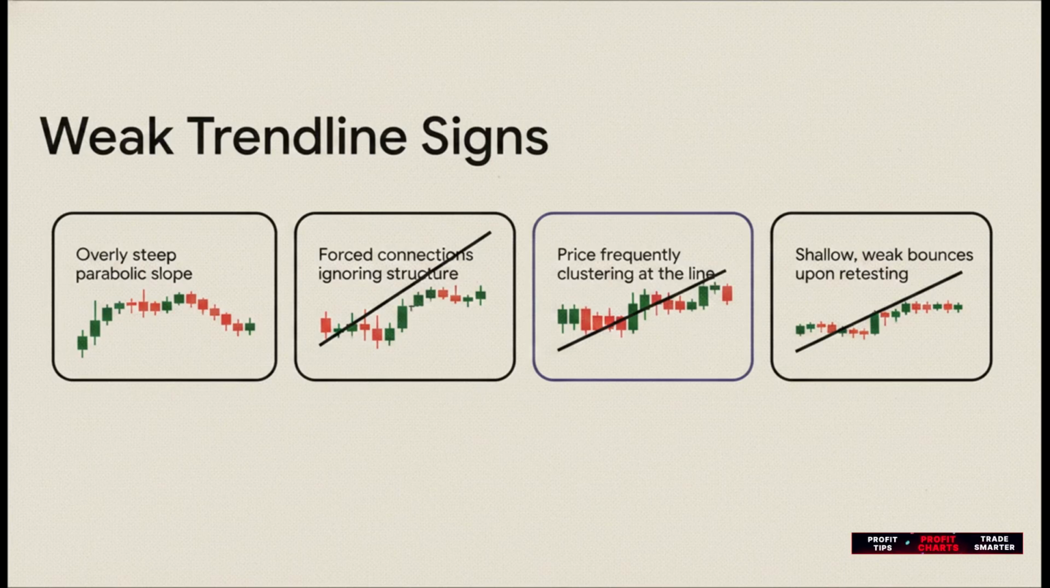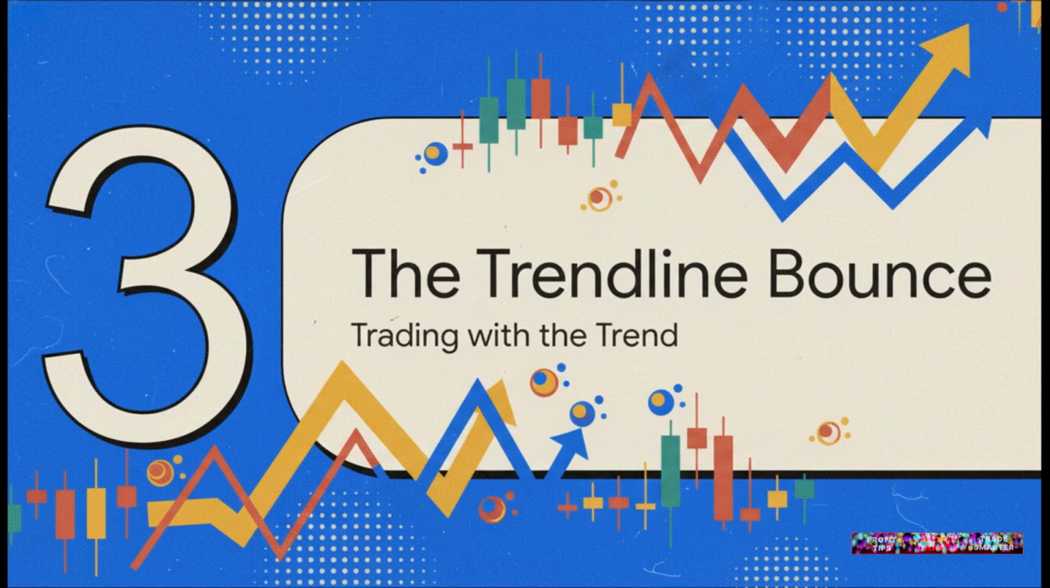Also, keep an eye out for price hugging or clustering at the line. A strong level should cause an aggressive bounce. If price is just awkwardly dragging along the trend line with shallow little bounces, demand is drying up fast. Let's dive into Section 3, the trendline bounce.